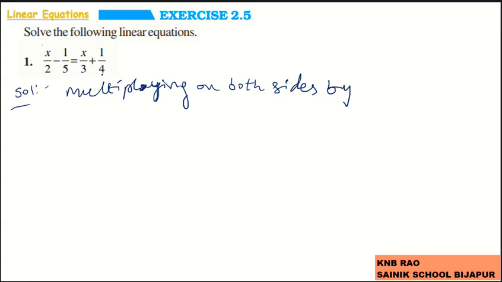So, 12 fives are 60. So, 60 is their LCM. So, if I do that, either I can do separately to LHS, LCM of 2 and 5 is 10, and here LCM of 3 and 4 is 12. If I do separately also, I will get the answer. So, choice is ours.